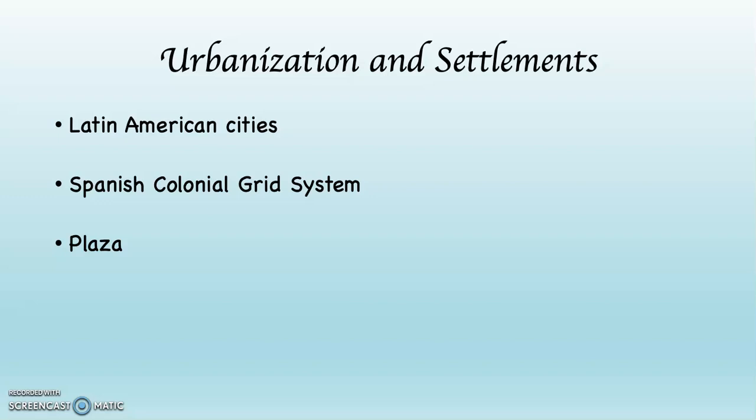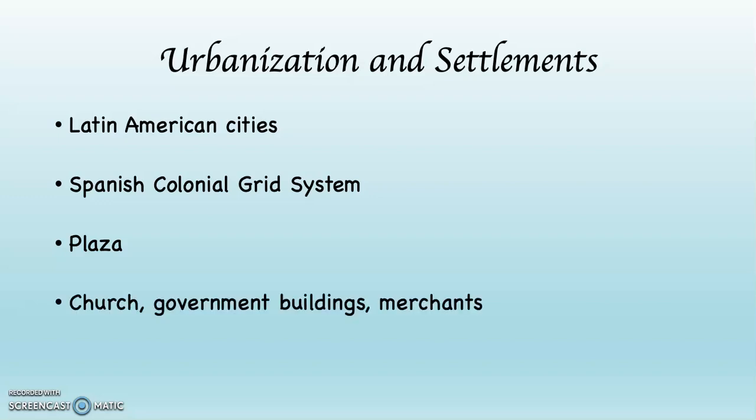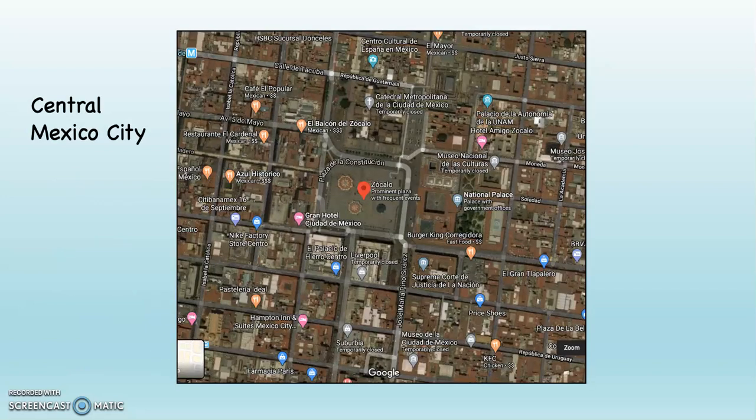It's a kind of version of one-stop shopping because the Spanish typically also put around the plaza, the very center of the city, the church, the government buildings, and then the major merchants. In other words, all the very important things for the Spanish conquest. So let's look at Mexico City, one of the great examples of this. This is an aerial view of Mexico City.